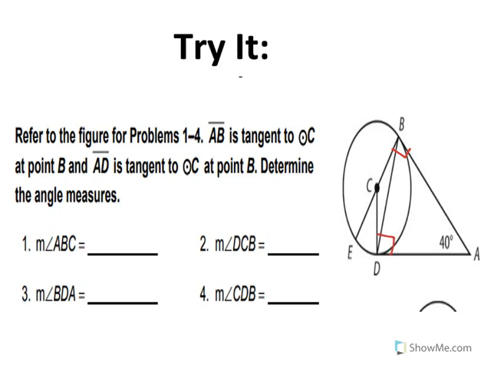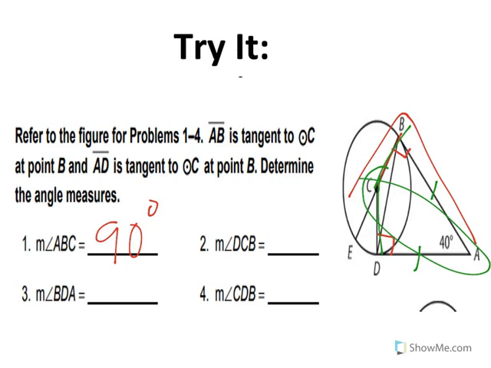So we're looking for the angle ABC, and we see that AB is tangent to the circle, and this is the radius. So ABC is 90 degrees. Now we're solving for the angle DCB. These two are tangent to the circle, so these two are supplementary. So it would be 180 minus 40 degrees, so this is 140 degrees.